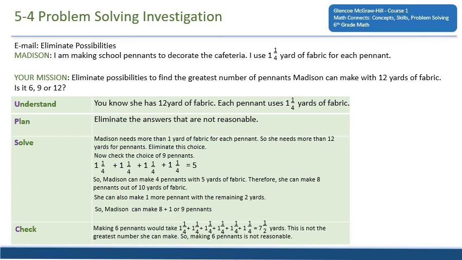So check. Making 6 pennants would take 1 1/4 plus 1 1/4 plus 1 1/4 plus 1 1/4 plus 1 1/4 plus 1 1/4, which equals 7.5 yards. This is not the greatest number she can make, so making 6 pennants is not reasonable.